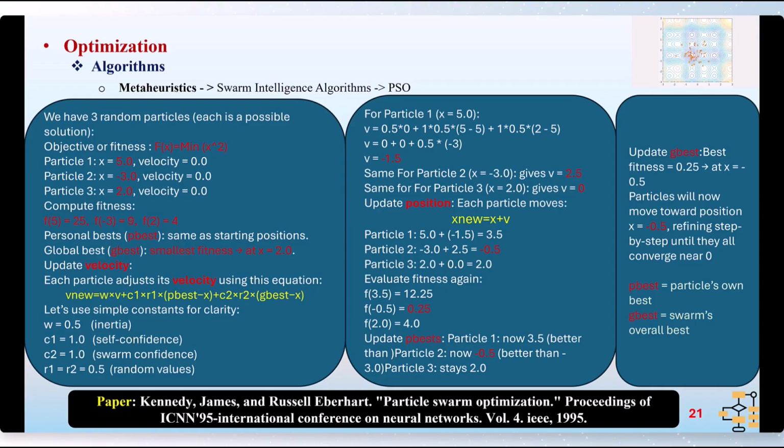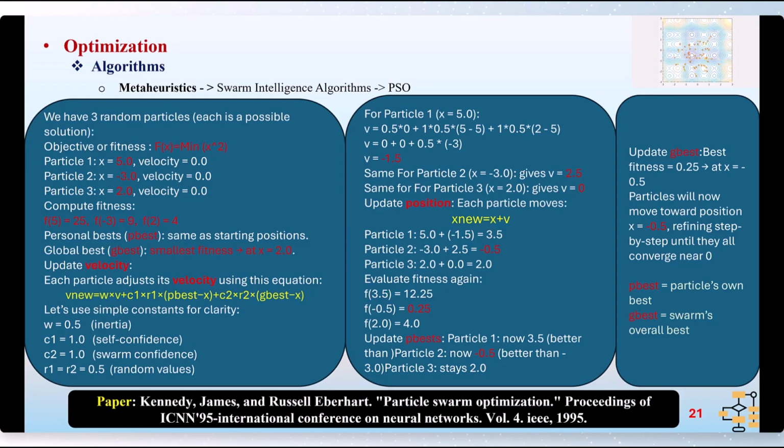Now, position, that means changing the position of the particle. So basically, each particle has to move with that specific velocity. So for each particle, we will calculate the new position of them, which is 3.1, minus 0.5, and 2. Then we have to evaluate the fitness again. We get 3 new values. We are looking for the smallest value, which is related to particle number 2, which is 0.25.